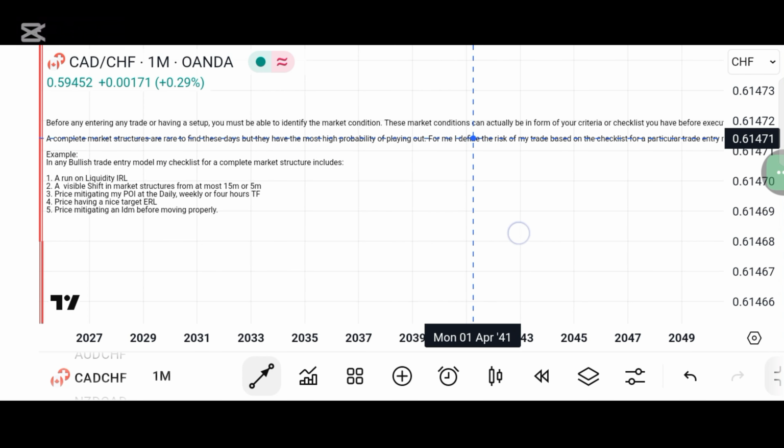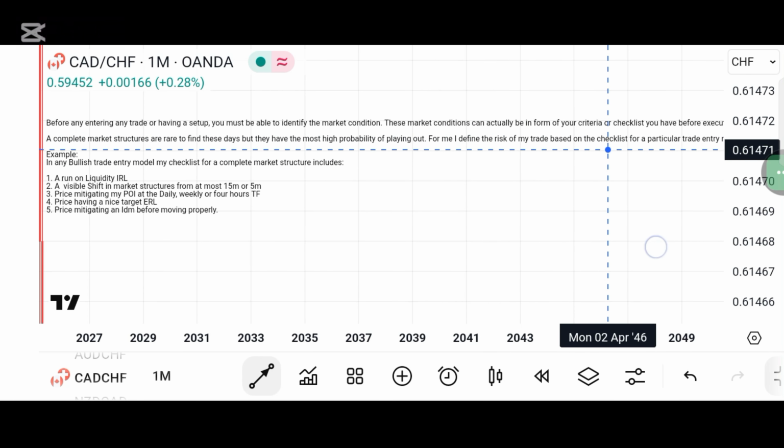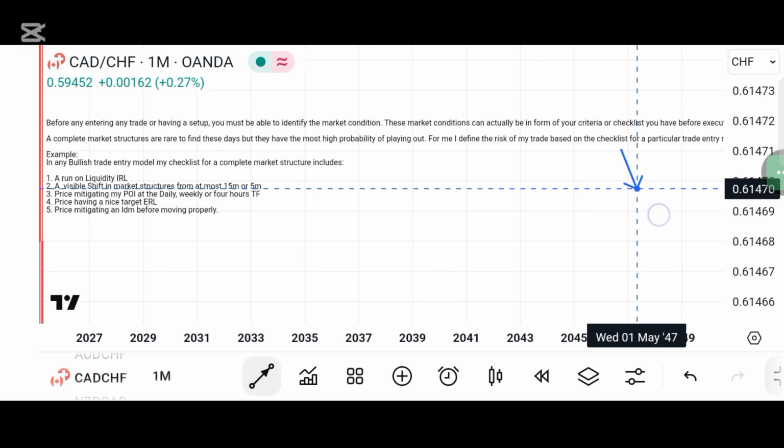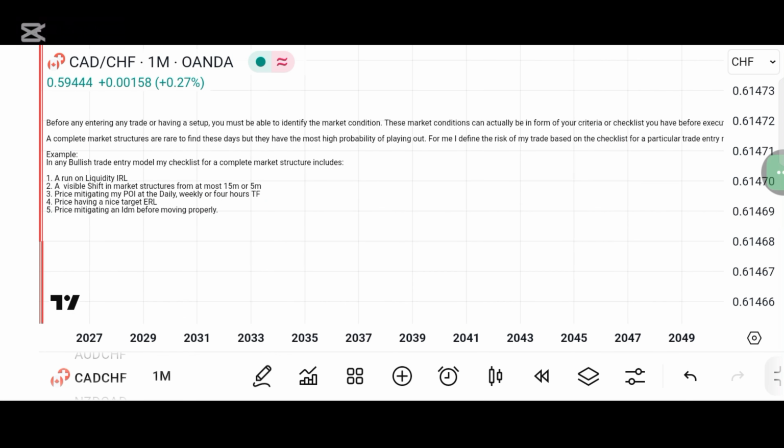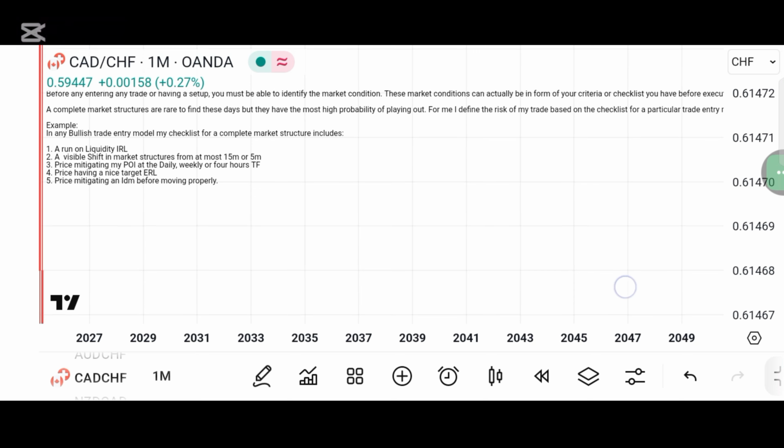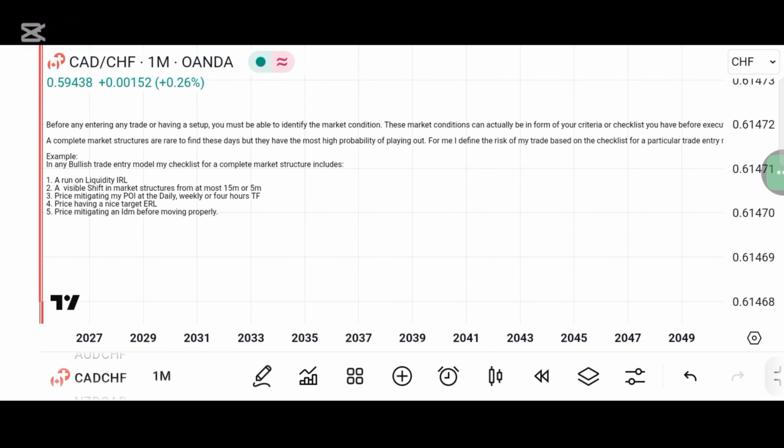For me, I define the risk of my trade based on the checklist for a particular trade entry model. Let me simply explain what that means. A particular trade setup can be what they always call an A-plus setup, which means they are very sure about the setup. For me, my risk is based on the type of trade entry I get. Let's say my checklist has 6 criteria I'm looking at for the market to perform, and I can see 4 of them, a complete market structure or price action. That's more like a high trade probability.